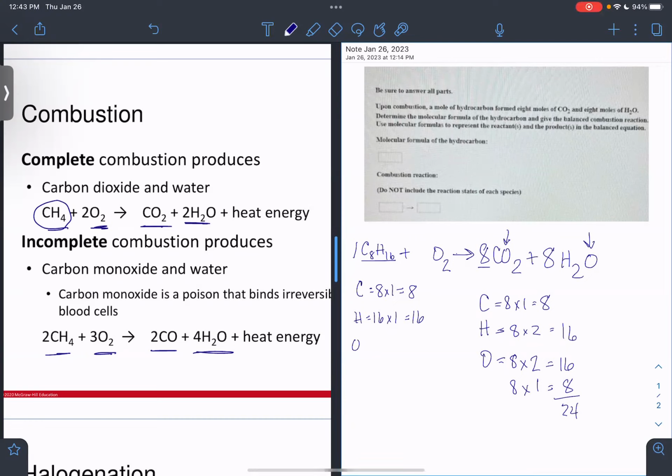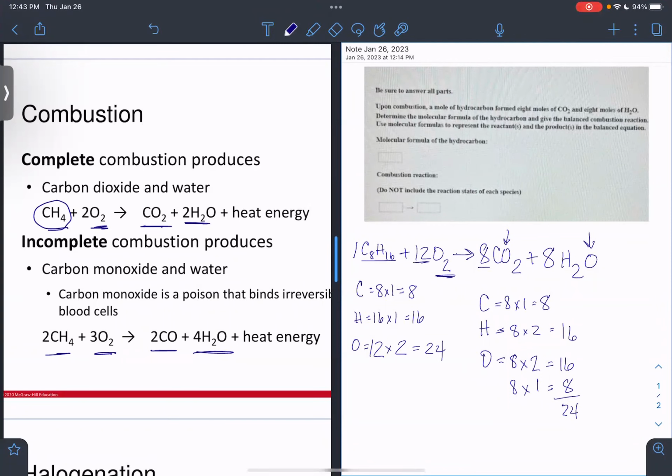So over here, our oxygen, whatever math we do, must equal 24. So I know that I'm going to use molecular oxygen, so it's going to have 2 oxygen atoms per molecule. So I can put the 2 there, and then what times 2 is 24? That's 12.